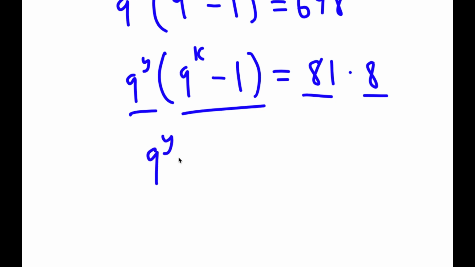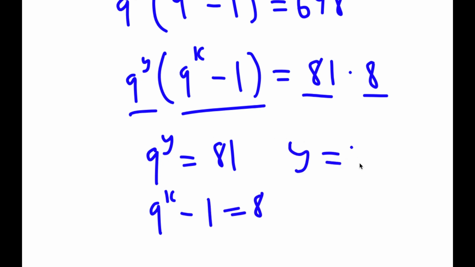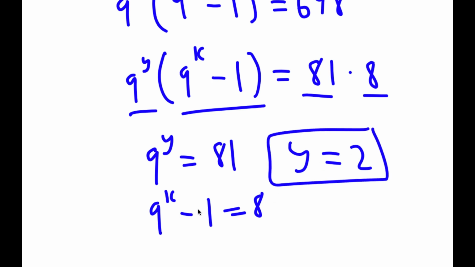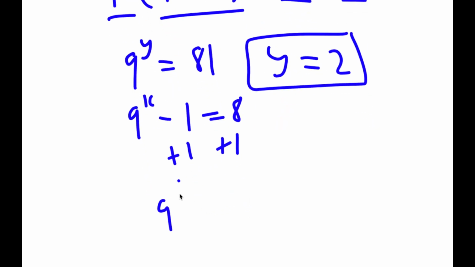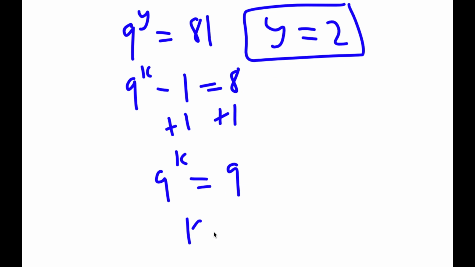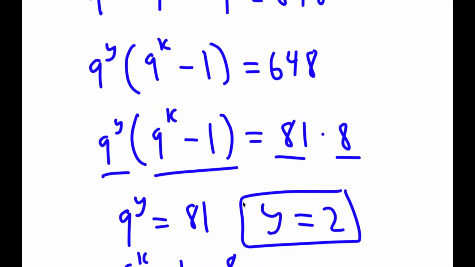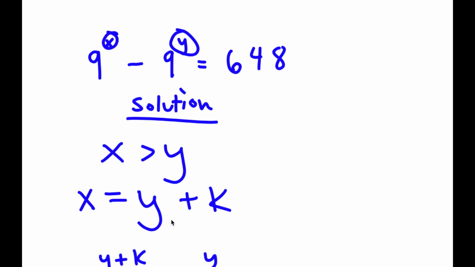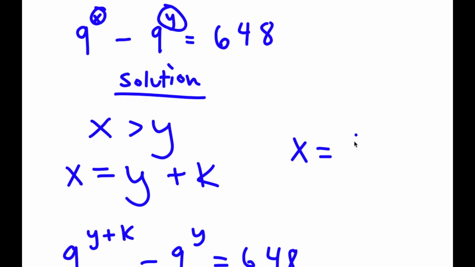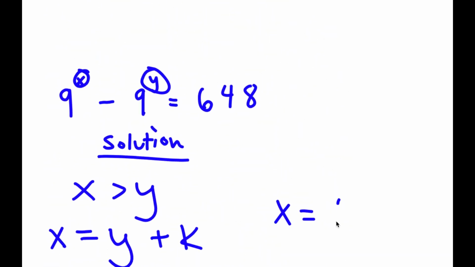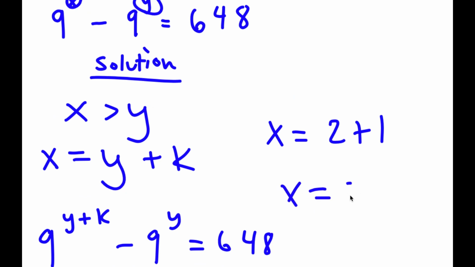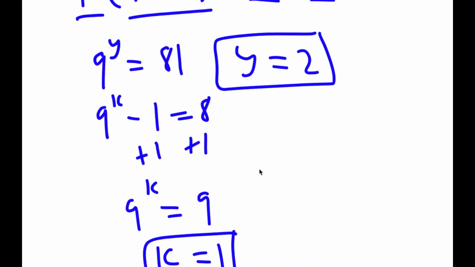So now this gives me two equations. 9 to the power of y equals 81, and 9 to the power of k minus 1 equals 8. For 9 to the power of y equals 81, y is simply 2. And for 9 to the power of k minus 1 equals 8, I add 1 on both sides. So I get 9 to the power of k is equal to 9, meaning k is equal to 1. So now that we have the values of y and k, remember x is equal to y plus k, meaning x is equal to 2 plus 1. So x is equal to 3. So x is equal to 3, y is equal to 2, and k is equal to 1.